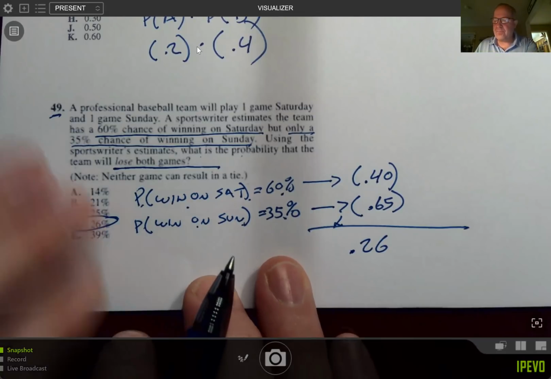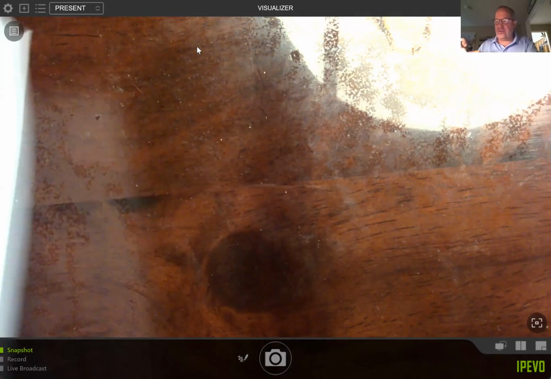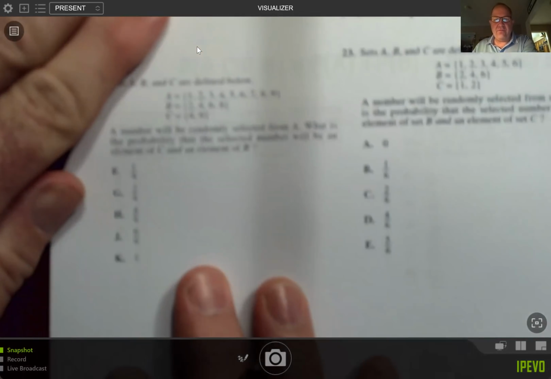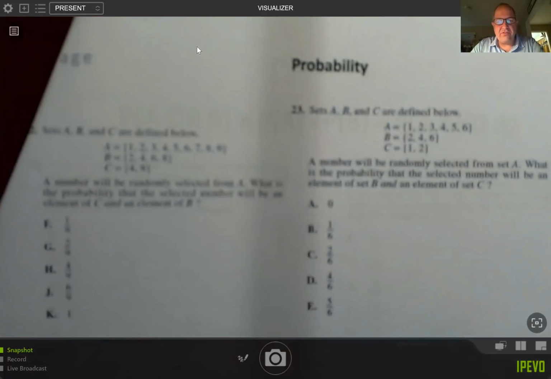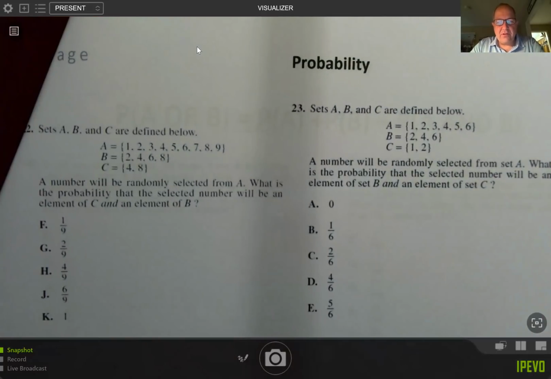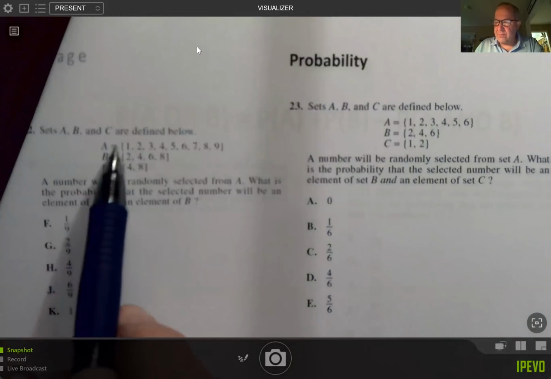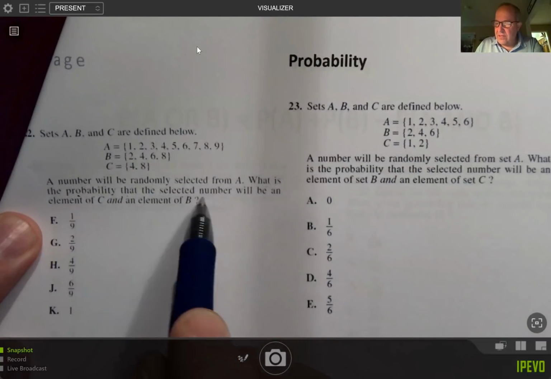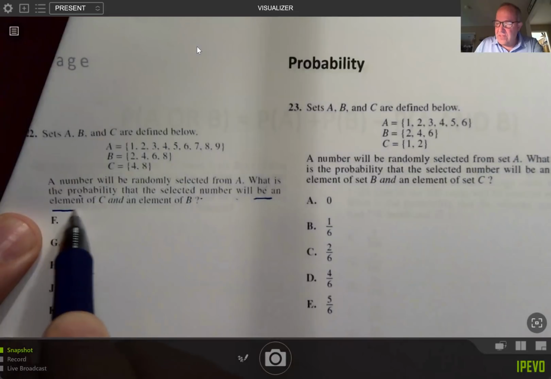Not too bad. Okay, let's look at ones that are a slight variation of this. And as I've said before, the more math questions you can practice, the more similar questions you start to see. Like these two questions are from different ACT exams, but you notice they look pretty similar. We're going to do the one on the left together, and then you're going to do the one on the right. The one on the left says we've got some different sets, A, B, and C. They want to know what is the probability that a selected number will be an element of C and B.